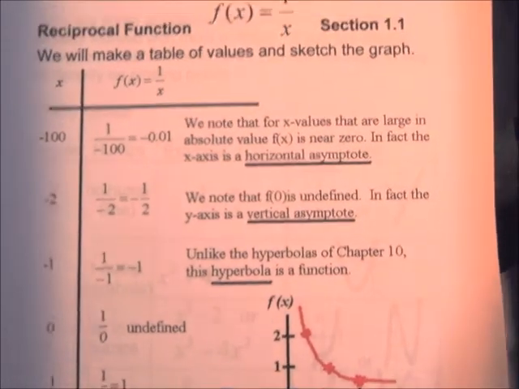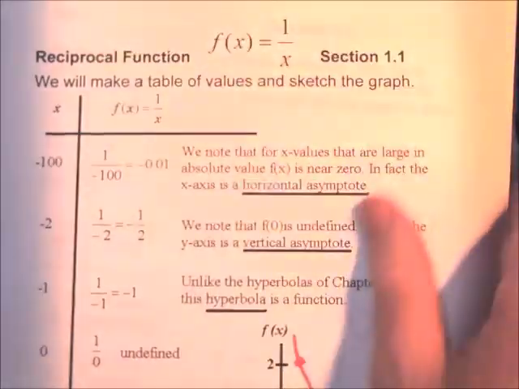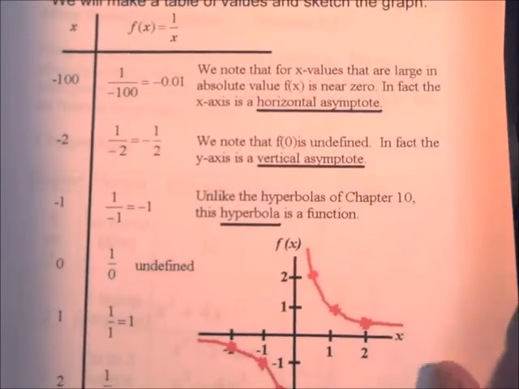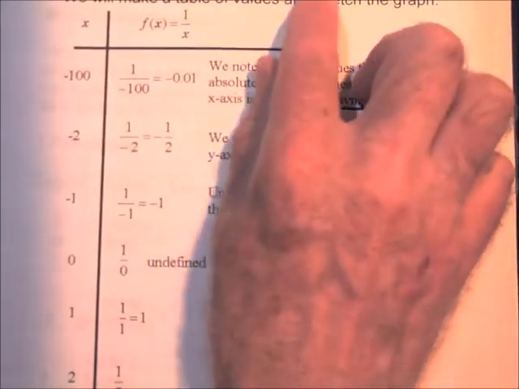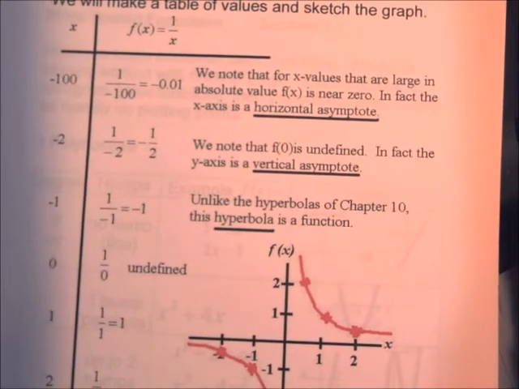Reciprocal function. This is actually a hyperbola. We studied hyperbolas already, but this would be another example of a hyperbola. F of x equals 1 over x. And we'll do more with rational functions or fractional functions toward the end of the course, and a lot of those will be hyperbolas.